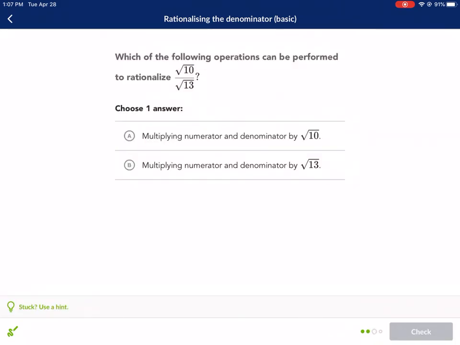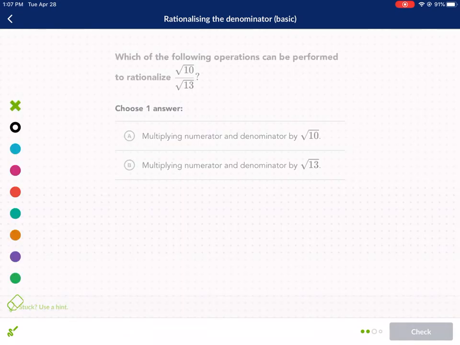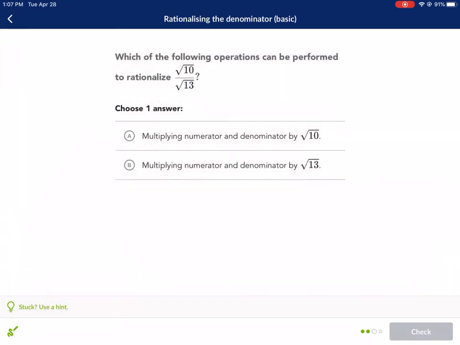Next question. Which of the following operations can be performed to rationalize the square root of 10 divided by square root of 13? Well, we know that we're only concerned with the denominator, so we're going to multiply both the top and the bottom of the fraction by radical 13.